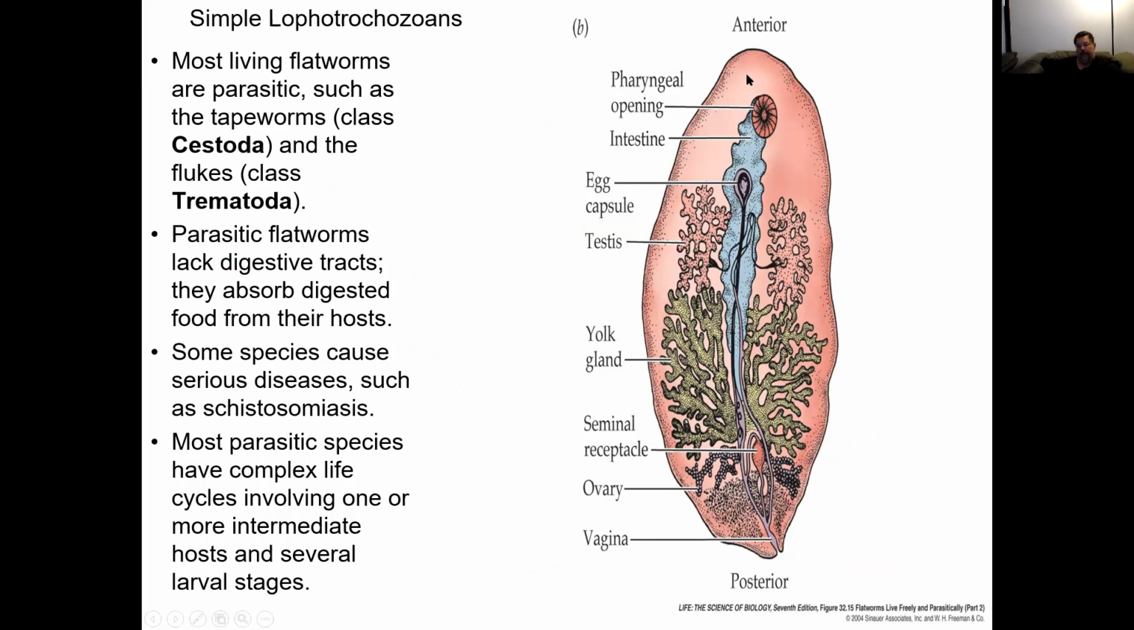Looking at the anatomy of this flatworm, you can see it has both testes and ovaries, as I mentioned before. And here's the vagina and egg, and it can basically connect onto a liver, for instance.